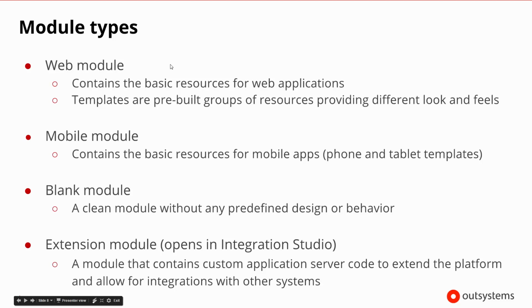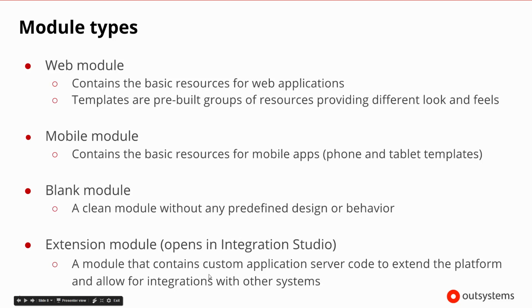Now when we think of the different module types, the web module will contain all the basic resources for a web application, and that web module could have templates that are going to dictate the look and feel of the website. A mobile module will have all the basic resources for mobile apps, and that will include either the phone, the tablet, or what we call the universal type template. If we have a blank module, the blank module will actually be an empty or a clean module that doesn't have any predefined behaviors, any types of interfaces, so there's basically nothing in the module at all, which is a good thing. And then the extension module would be opened in Integration Studio.